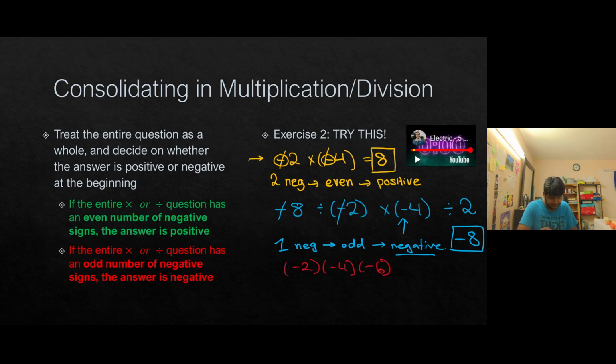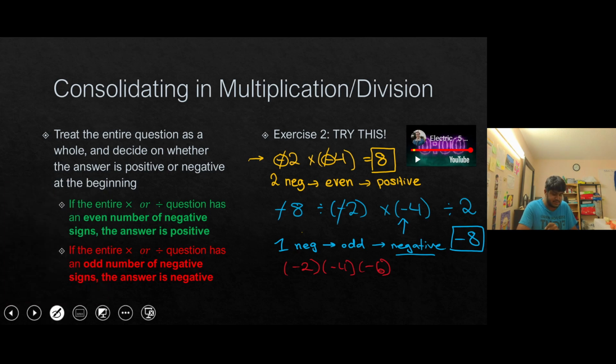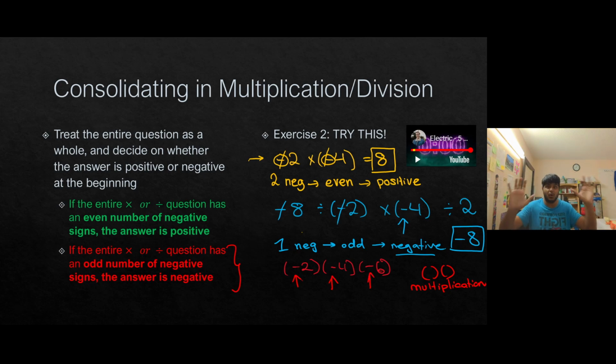There we go. Okay? The last question down there, the red one, we have negative 2 times negative 4 times negative 6. This bracket thing, whenever we have this kind of thing going on, all this means is that it's a multiplication question. That's it. Okay? So basically, again, we can do the same thing. I'm going to go back to this even odd way that we were talking about earlier. So I'm going to go ahead and use this new technique. So we have one negative here, one over here, one over here. Remember, we're now considering the entire question as a whole. So negative, negative, negative means our answer is going to be negative.